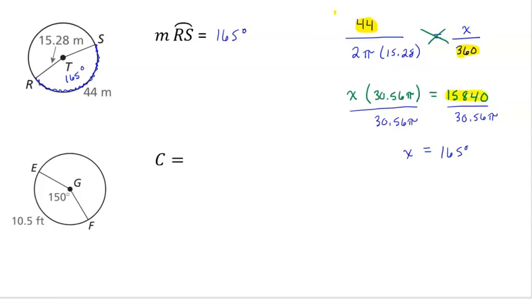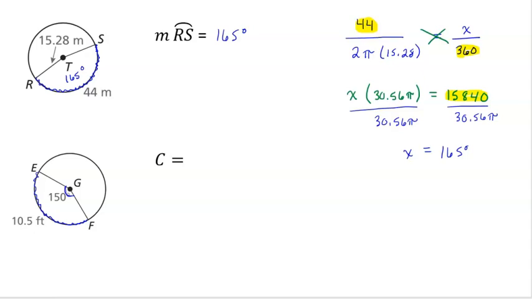And so that's kind of a shortcut way of doing it. Now let's go ahead and do the circumference with this one. They gave us the arc measure, or the arc length, and then they gave us the arc measure as 150 degrees, but now we're looking for the circumference. So we're going to set up that same proportion.